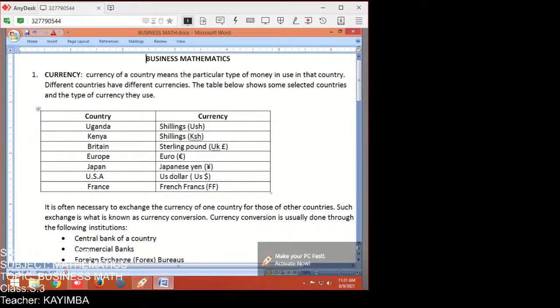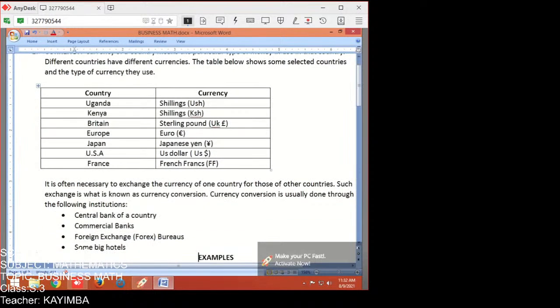So I forgot to include the United Arab Emirates. It is also common. They have the dirham, that is their currency, and others, you can mention them. Countries like Tanzania, the Tanzanian shillings, and so on and so forth. So it is often necessary to exchange the currency of one country for those of other countries. Such exchange is known as currency conversion. So currency conversion is usually done through the following institutions.